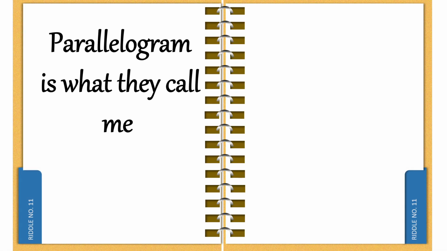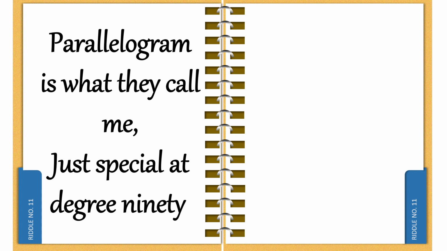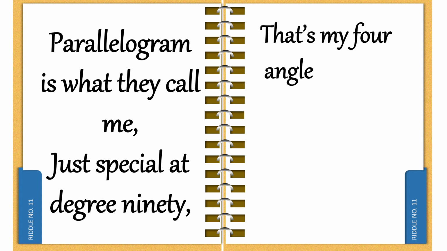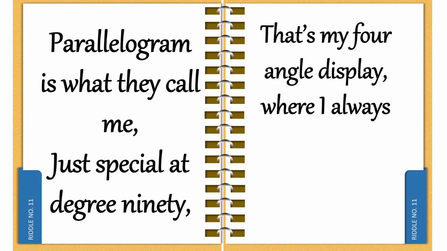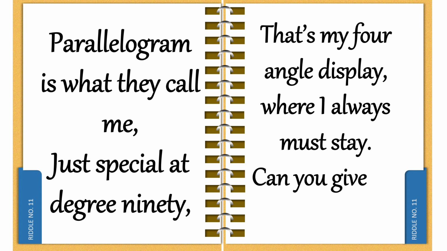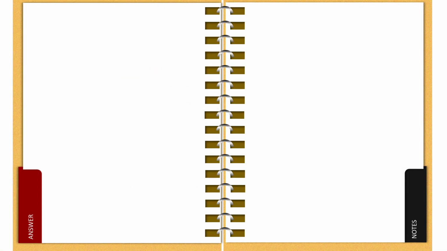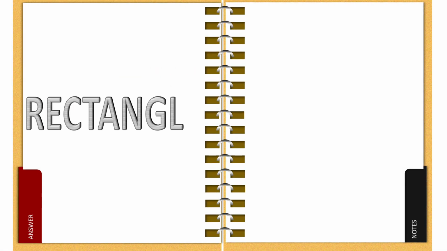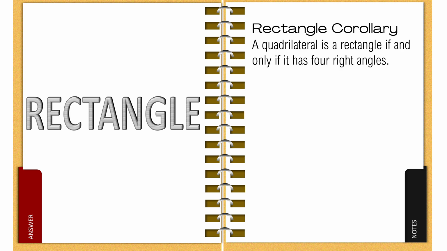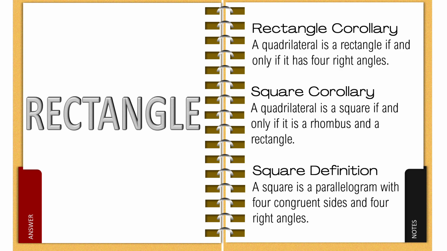Parallelogram is what they call me, just special at degree 90. That's my far-angle display, where I always must stay. Can you give my name away? Rectangle is the correct answer. Here's the corollary that supports the answer. Remember, a square is not only a rhombus but also a rectangle where it gets its right angles.